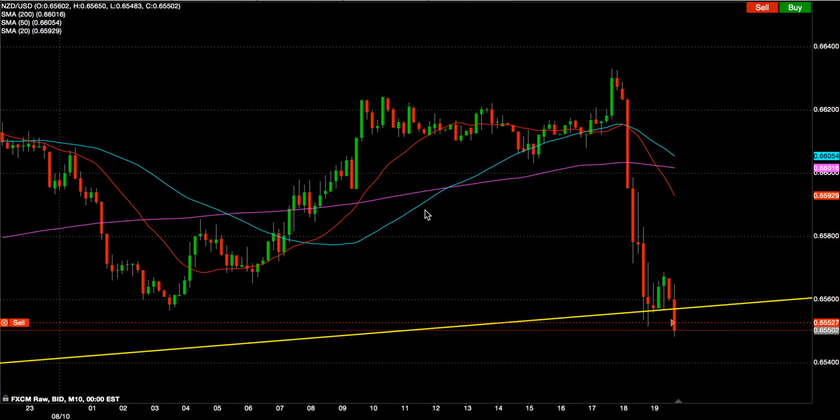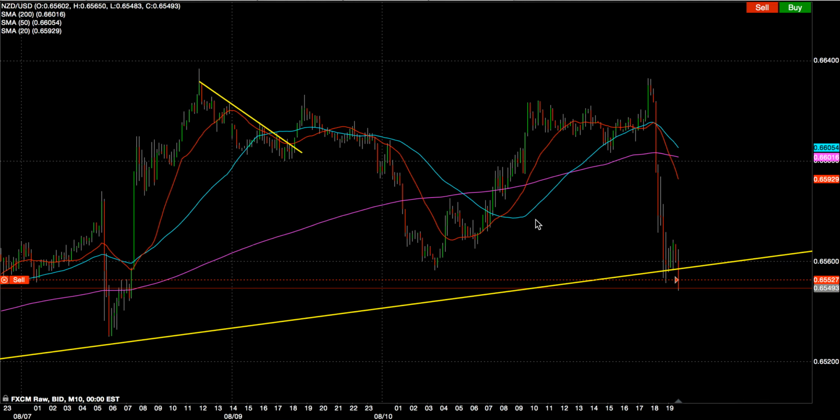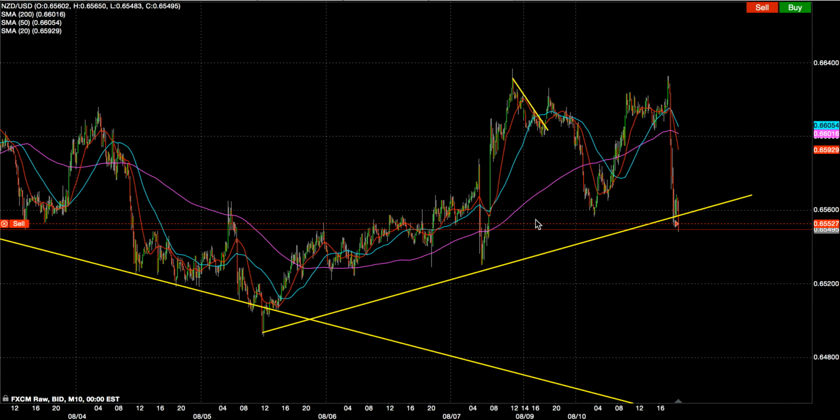Hey guys, today is Monday, August 10th, 2015. I am shorting the New Zealand dollar, or selling, I should say. I am bearish on this. It looks like we just broke a trend line that I've been watching here.